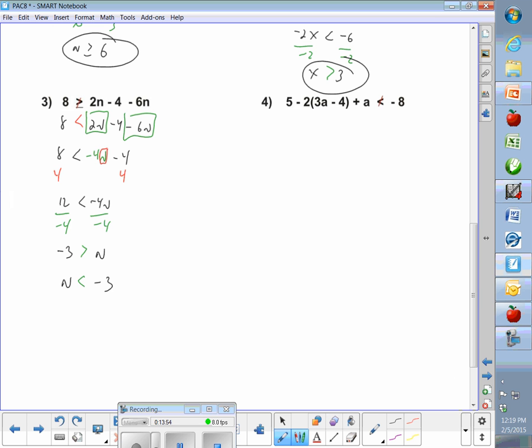Now when I go to graph this, do I use a circle or a dot? Say it if you know it. Circle. There's no line underneath. And does my arrow point to the left or to the right? To the left. So circle over the negative 3, arrow to the left. And that's how all of these go. That's the situation. Jordan.